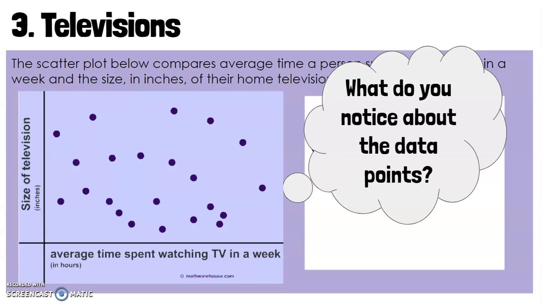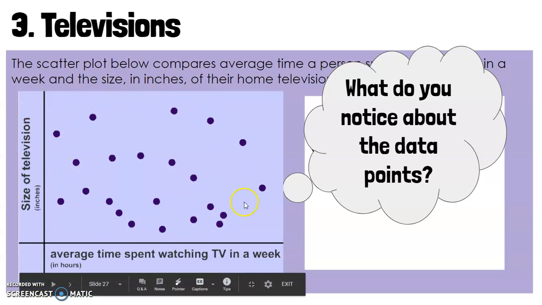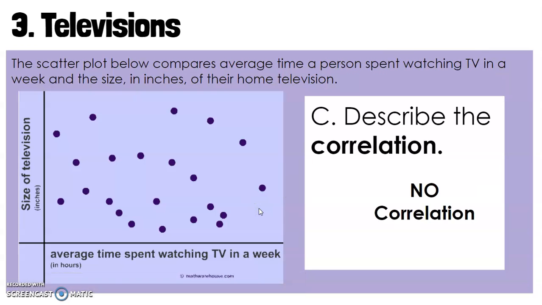But what you might notice is that these points are all over the place. They're not increasing, they're not decreasing. These points are scattered all about without a direction. So we know that that means no correlation. There's no direction, there's no pattern here. It's just a bunch of points scattered about.